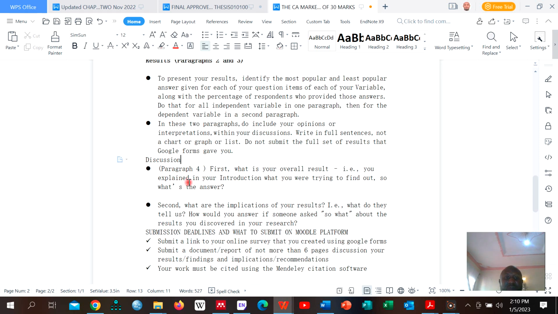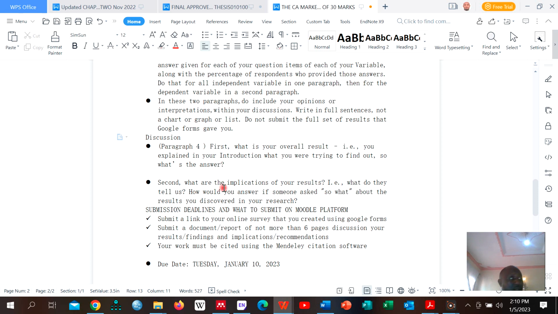Lastly, in your paragraph 4, you'll do your discussions. You will try to answer what is there, and then you put your results, you do the implications of your results, you say what the results tell you. You see whether the results are answering some of the questions, like so what about the results you have discovered. Give that justification.